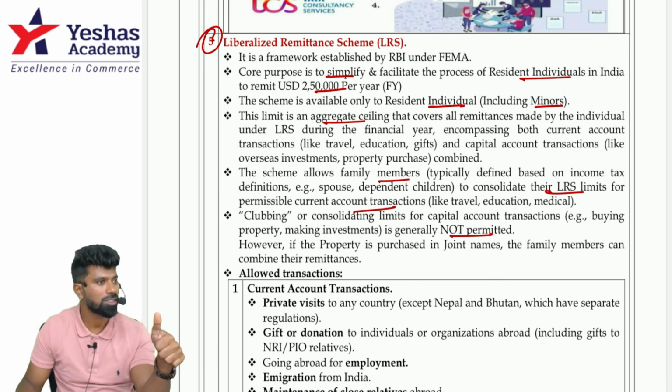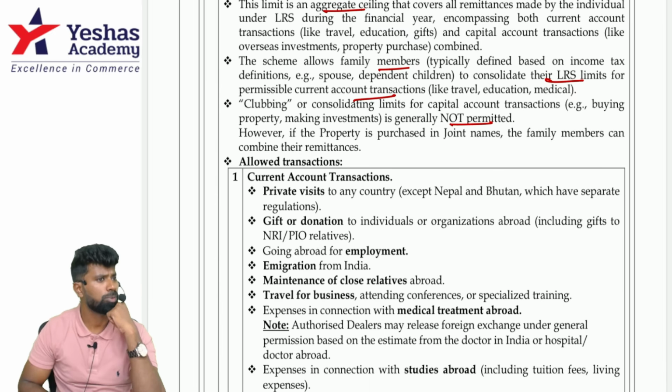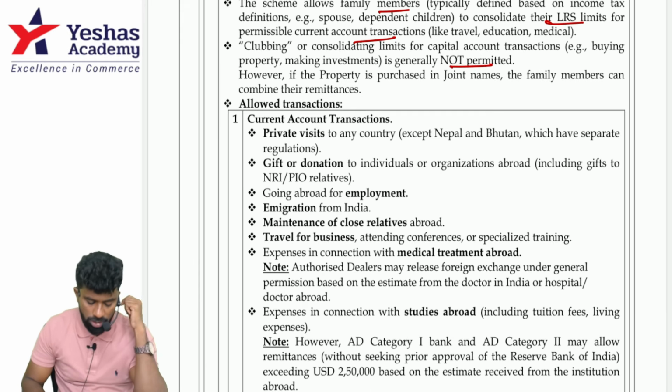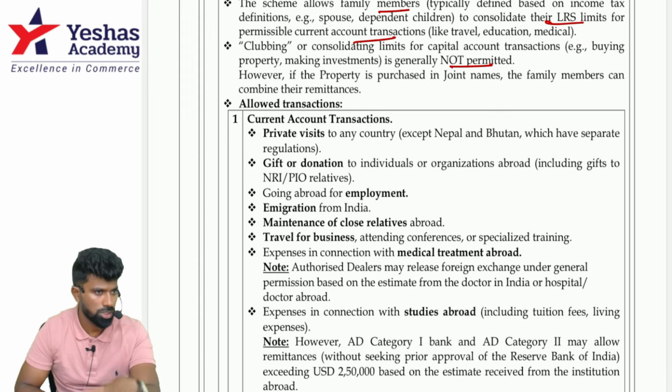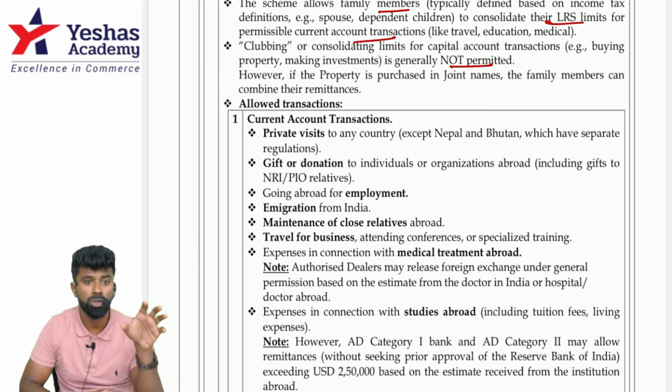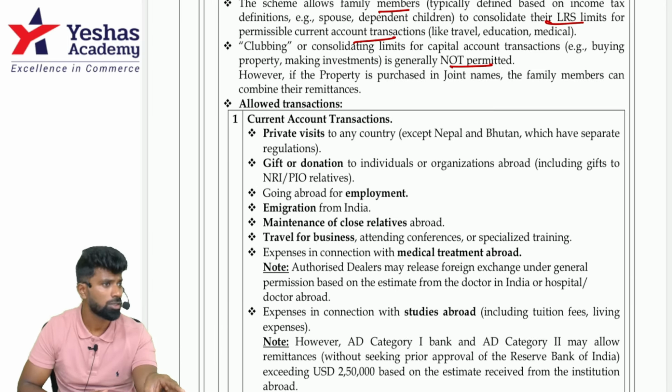Are we clear with this? Yes or no? What scheme? LRS. Up to how much is it allowed? In a what year? In a financial year. So what are the current account transactions? Same thing, whatever we discussed. For this current account transaction, you can draw up to how much? 2,50,000 US dollar.